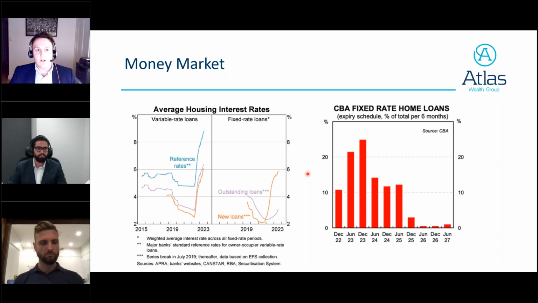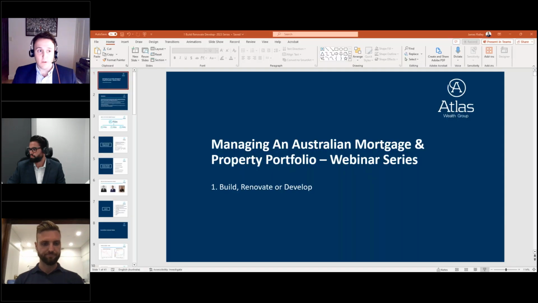So on the left-hand side, it's showing us that on the variable rates, this was released by the RBA just recently, you can see how, in unison with the RBA hiking rates, the impact it's had on variable loans.